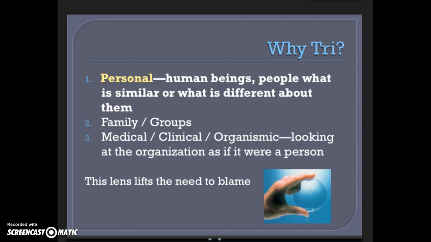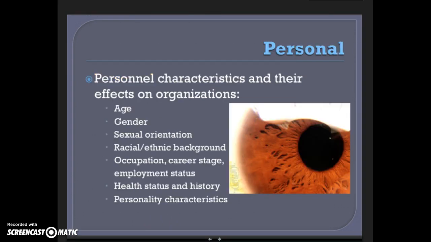Because organizations are living systems, we term it organizational or organismic. So this lens overall tends to lift the need to blame somebody. What else is included in the personal lens?